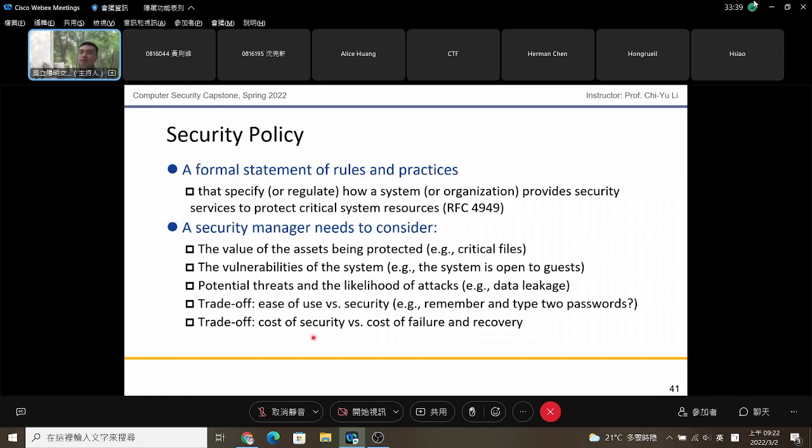And next is the cost of security versus the cost of failure and the recovery. For example, when an attack happens but it does not create too much cost to the system, then actually we do not need to set up the security. We just need to, for example, reboot the system. But if the cost of the failure and the recovery is high, then it is worthwhile deploying the security mechanism. So this is the trade-off that needs to be thought about by the administrator and the security manager.